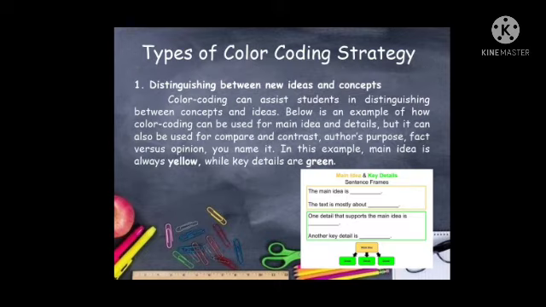And next is types of color coding strategy. Number 1 is distinguishing between new ideas and concepts. Color coding can assist students in distinguishing between concepts and ideas. Below is an example of how color coding can be used for main idea and details, but it can also be used for compare and contrast, author's purpose, fact versus opinion, you name it. In this example, the main idea is always yellow while the key details are green.